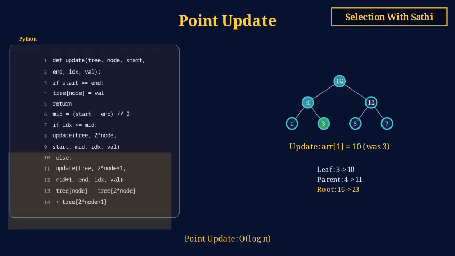The key insight is that at most O(log n) nodes are visited per query. At each level, at most two partial nodes are explored. This gives us O(log n) time for any range query.